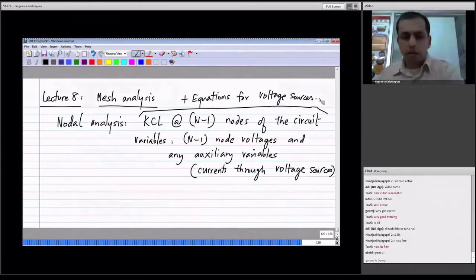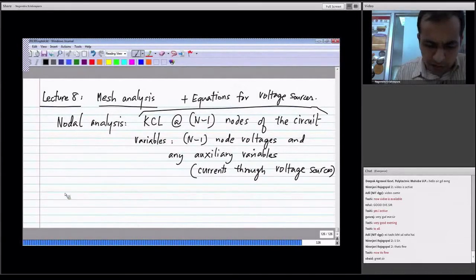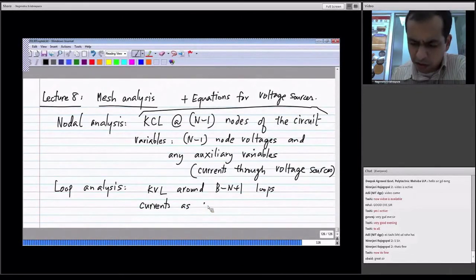Now, the mesh analysis is the counterpart of this. Now, instead of starting with mesh analysis, first I will tell you about something called the loop analysis. It uses KVL around b minus n plus 1 loops, okay, and it uses currents as variables, okay.